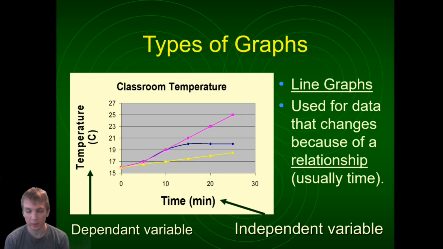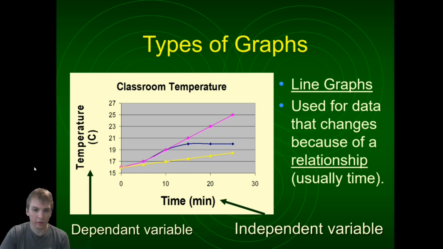Line graphs are pretty common, and they are used for data that changes because of a relationship. And 90% of the time, that relationship is going to be time. As time moves forward, there's going to be a difference in a certain variable, and that means that we can calculate and show the differences in that variable over time.